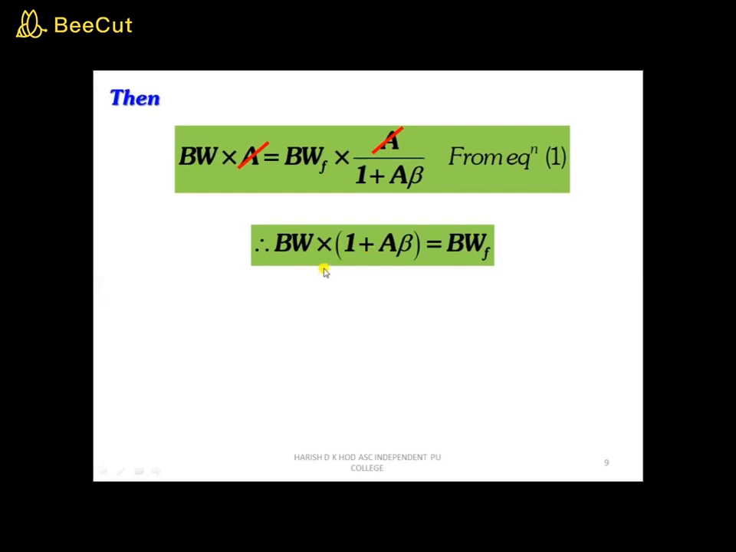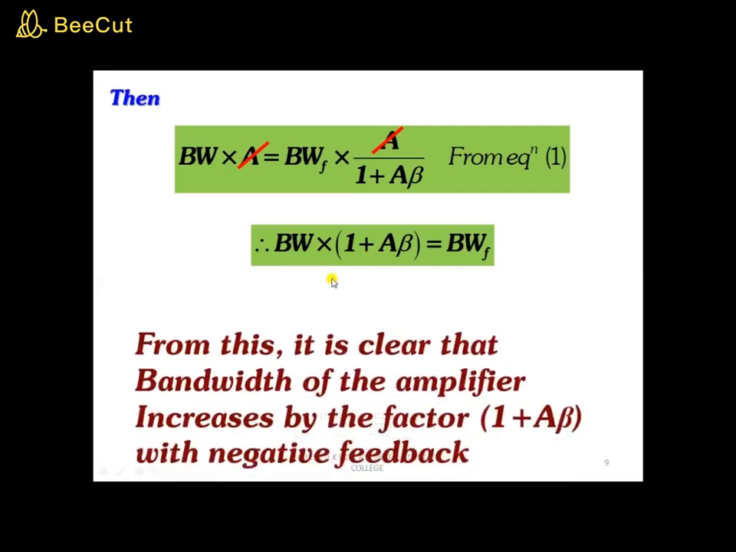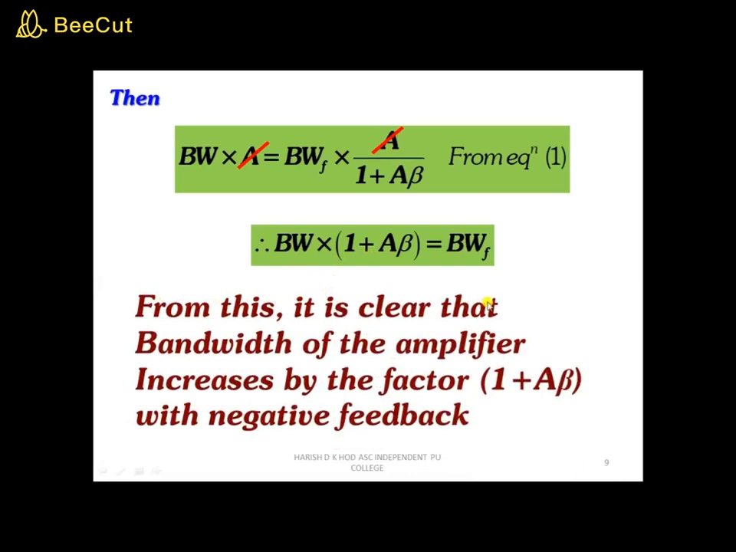Bandwidth increases by a factor 1 plus A beta. So once again, it is very clear that the bandwidth of an amplifier increases by a factor 1 plus A beta with negative feedback. And similarly, you need to note down these 2 points.